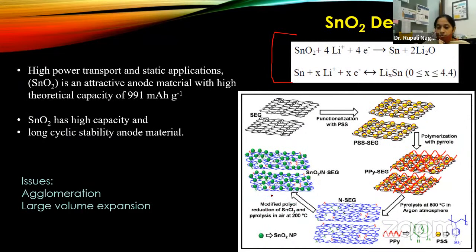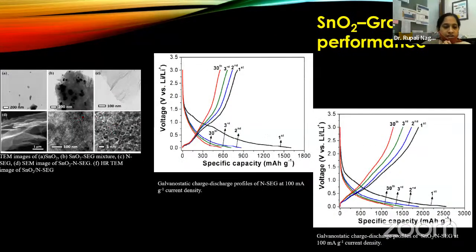With this, you then decorate it with SnO2 nanoparticles. Now this composite, SnO2 dispersed on nitrogen doped graphene, has shown excellent results. Here you can see the TEM images and the SEM images of the composite. If you look at the first discharge capacity, it has gone almost to 1750 milliampere hour per gram, and after the 30th cycle, it is above 550 milliampere hour per gram.